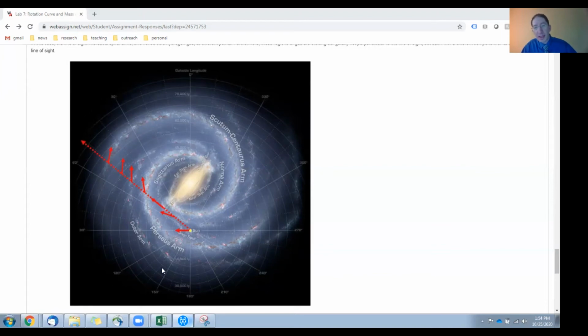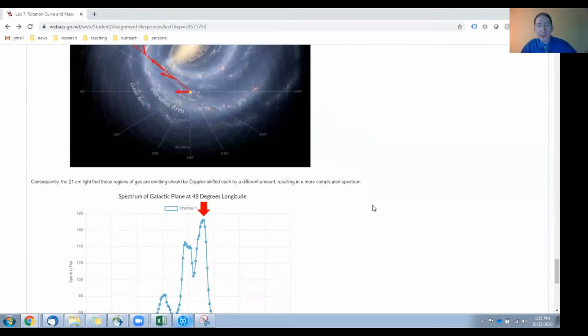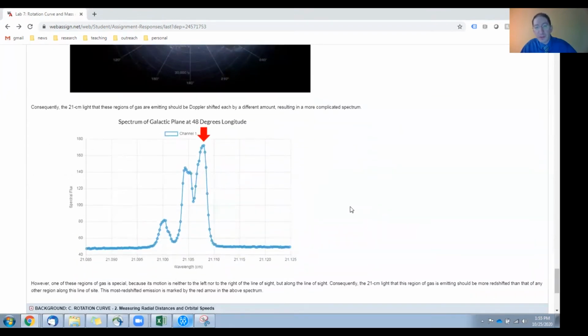What's different this time is that each of these arrows has some component of motion along the line of sight, which means the emission that we receive from each of these regions will be red shifted or blue shifted. So here's what that spectrum looks like along that line of sight. And instead of seeing a single emission line, we see 1, 2, 3 emission lines corresponding to 3 separate arms of the galaxy.